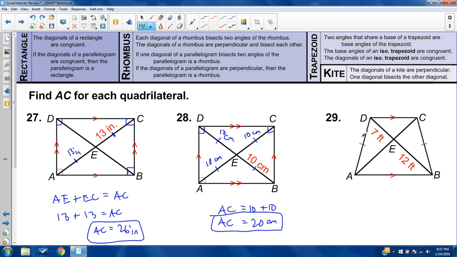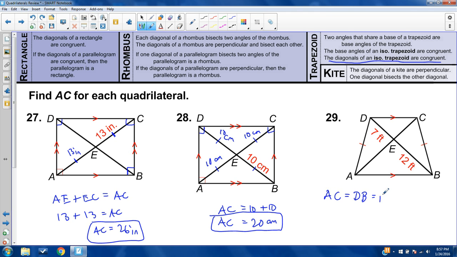This one's an isosceles trapezoid. In the trapezoid, one set of opposite sides, the bases, are parallel. The other set of opposite sides, the legs, are congruent to each other. In an isosceles trapezoid, the diagonals are congruent. So we're trying to find AC. AC will be equal to DB.